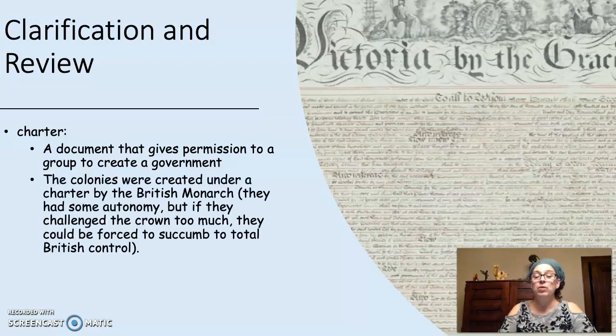So the colonies were created under a charter of the British monarch. So they had a degree of autonomy, but if they challenged the crown or the entity of England too much, they would be forced to succumb to complete and total British control. So they had to sort of weigh that balance. So a charter is a document that gives permission to a group to create a government. So the colonies in the US were created under the British monarch. A charter, okay?